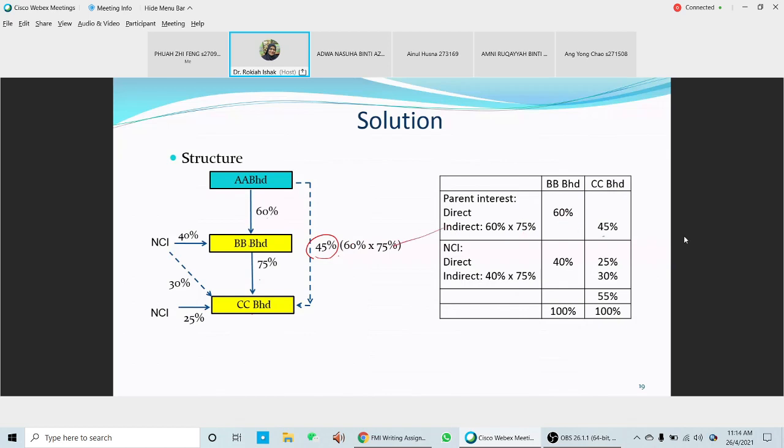And then for NCI, NCI has 40%. So 40% indirectly times 75%, so you're going to have 30%. For this one indirect, 30%. And then in C itself, NCI has 25% because B controls 75%, so NCI has another 20%. So this 20% here is a direct 20% in C. So we do it slowly, and if you have a question, please ask.